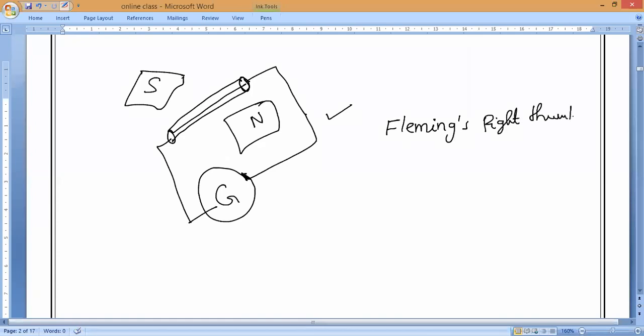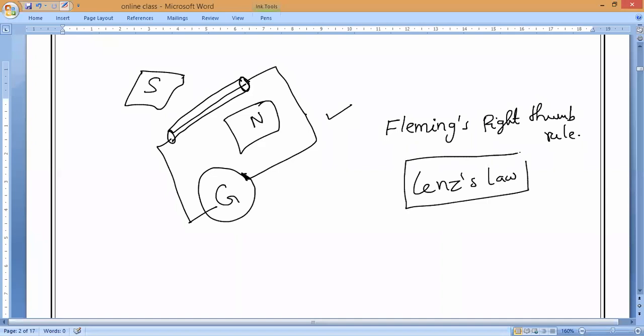So right hand thumb rule. We can use one more rule also. That rule I have also told you, that is what we used to call Lenz's law. Understand? But Lenz's law is not in this syllabus now, so no need to worry. You'll study it in the 12th class. This can also be used to find the direction of induced current. But basically in class 10th we will use Fleming's right hand thumb rule.